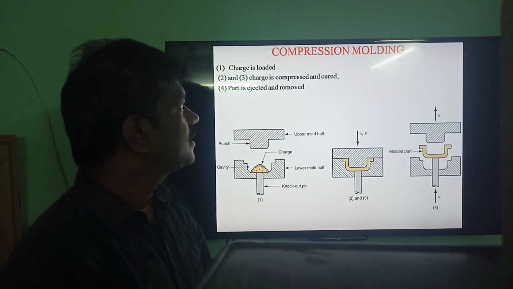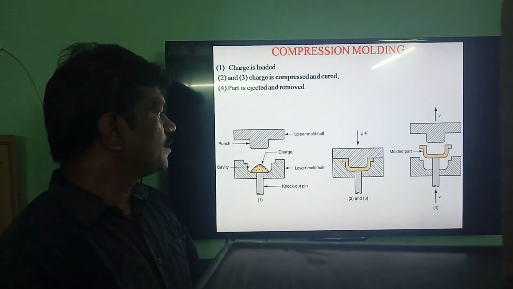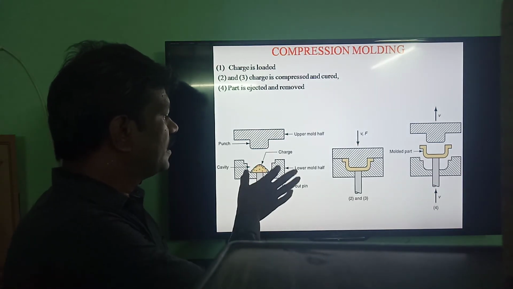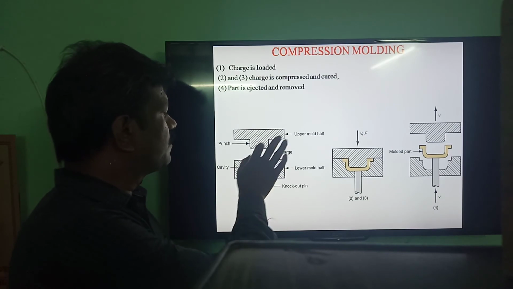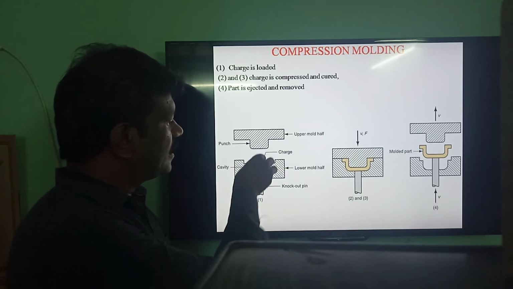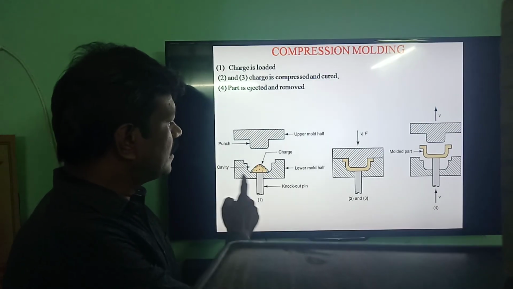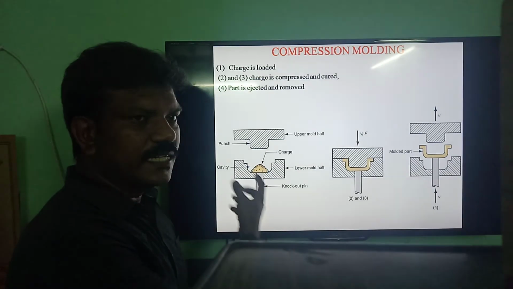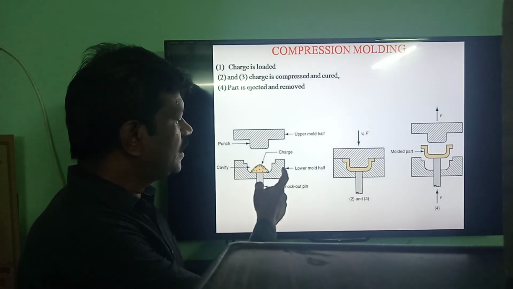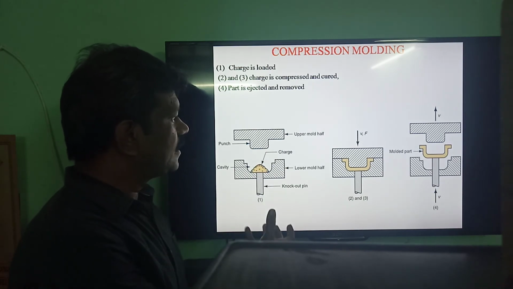Another process is called the compression molding process. In compression molding, there is a mold cavity. This is the male part of the mold, and this is the female part of the mold. Now here we are taking the charge. The charge is nothing but the plastic pellets. In this mold itself, we have the heating unit. Therefore, these plastic pellets are melted.